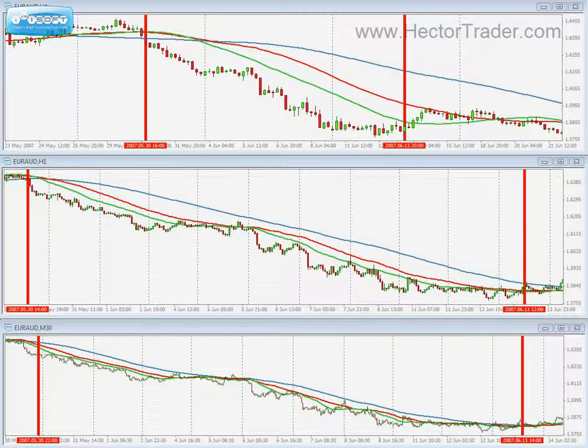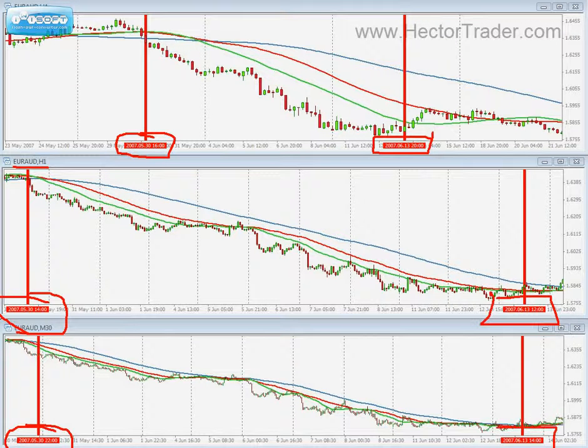As you can see on my screen, I have 3 charts. They are basically the same chart. They are all the euro against the Australian dollar, and they all begin at the 30th of May 2007 and go all the way to the 13th of June 2007. So basically, they span about 2 weeks, more or less.